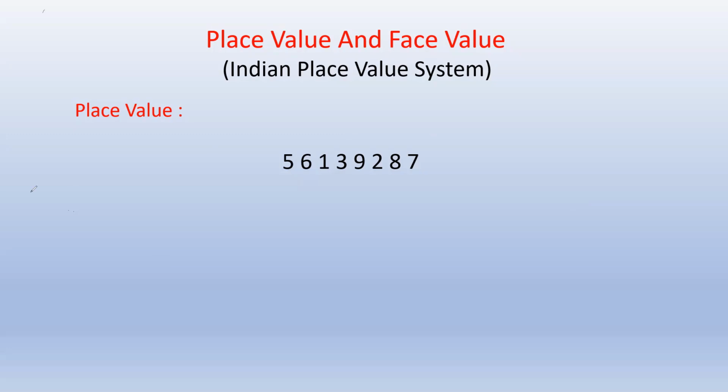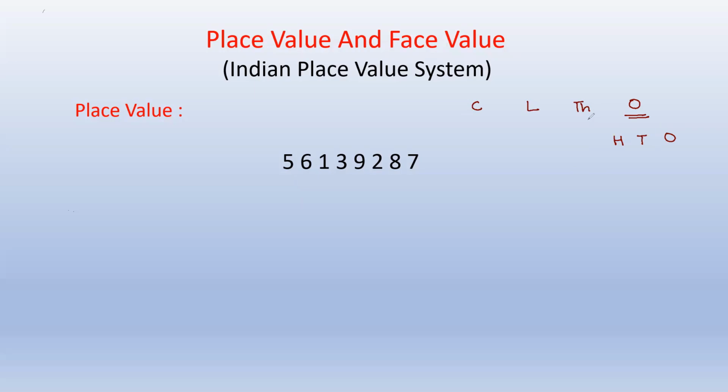Let us recall the different periods in the Indian place value system. The first period is of ones. Then we have the period of thousands, lakhs, and then crores. In the ones period, there are three places: ones, tens, and hundreds.